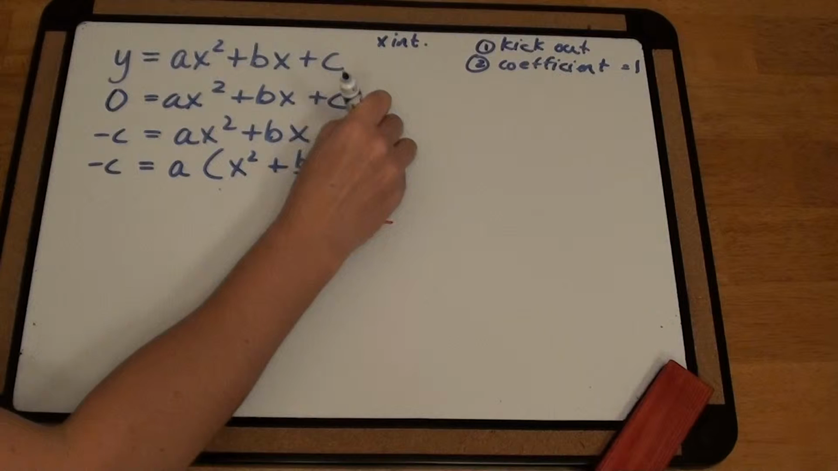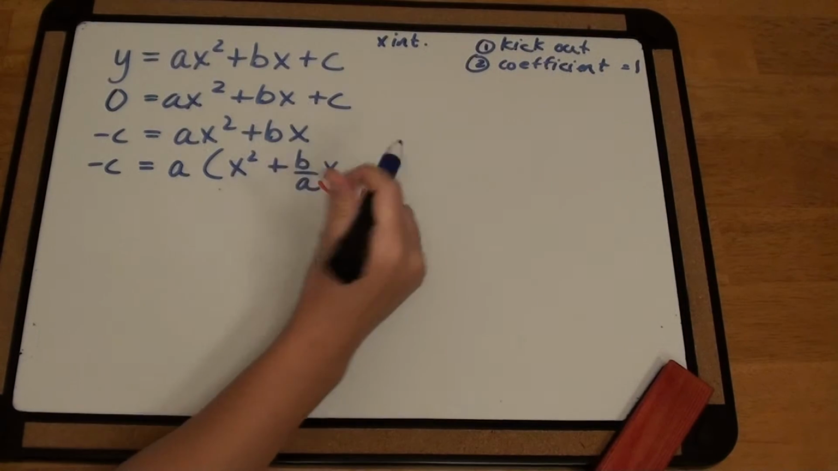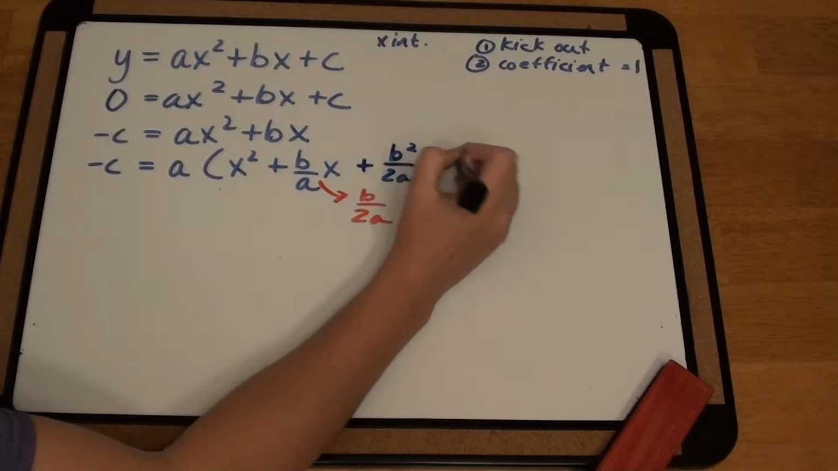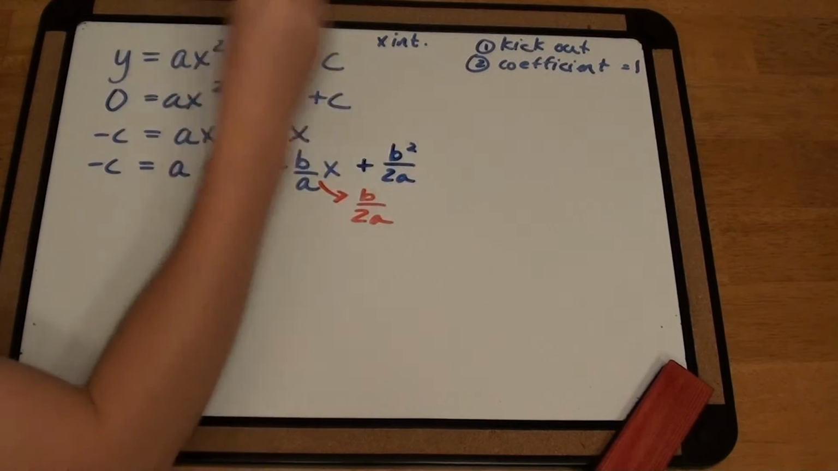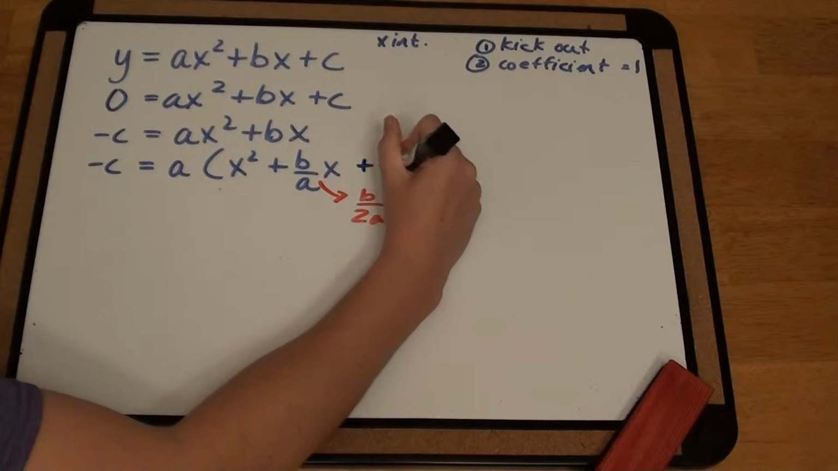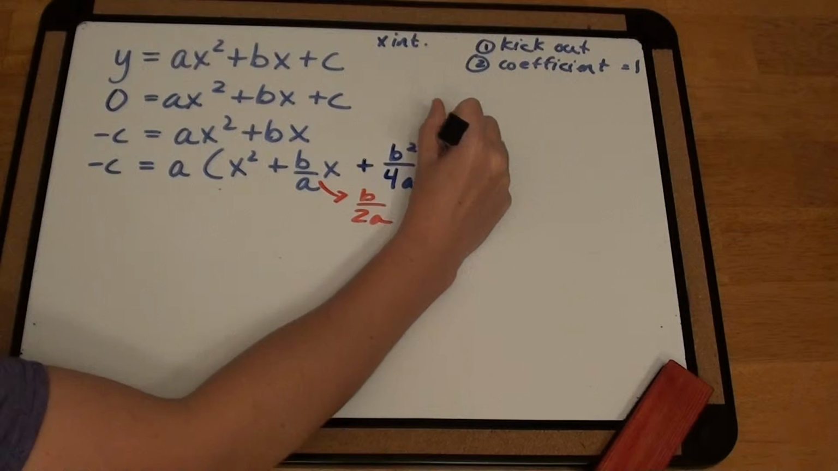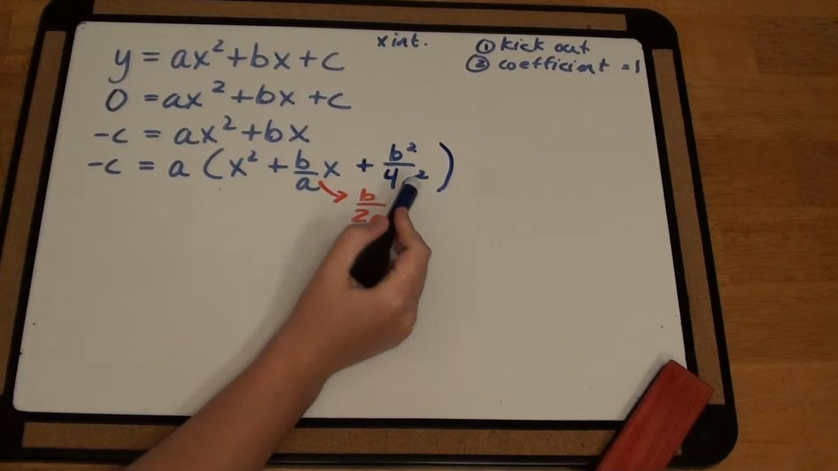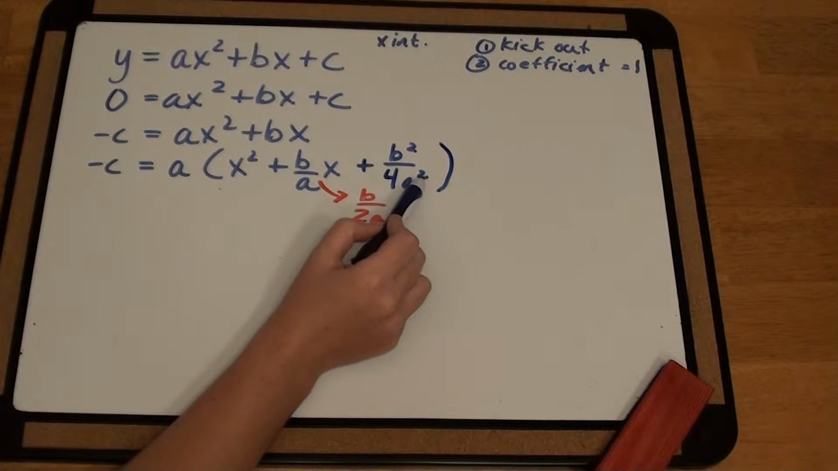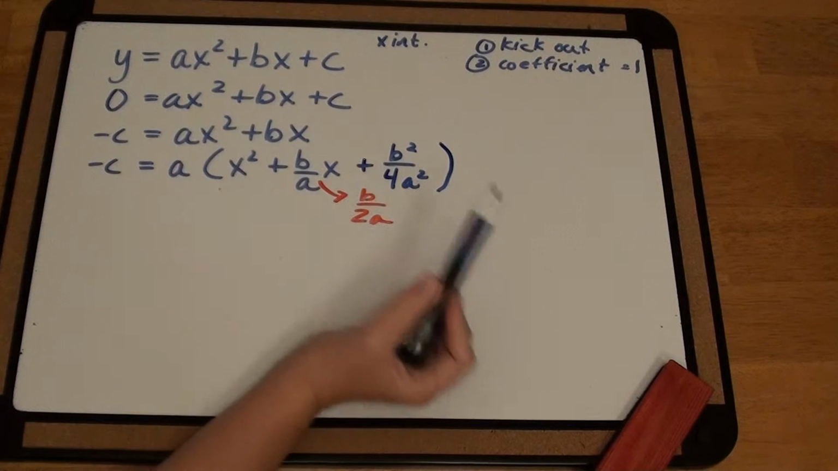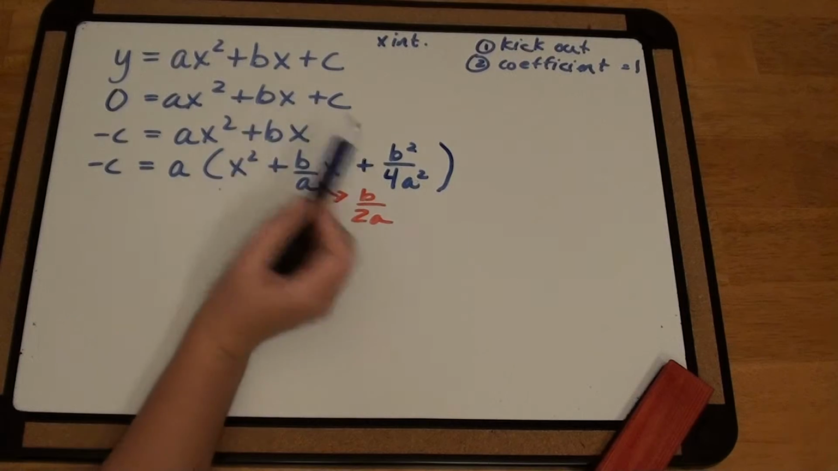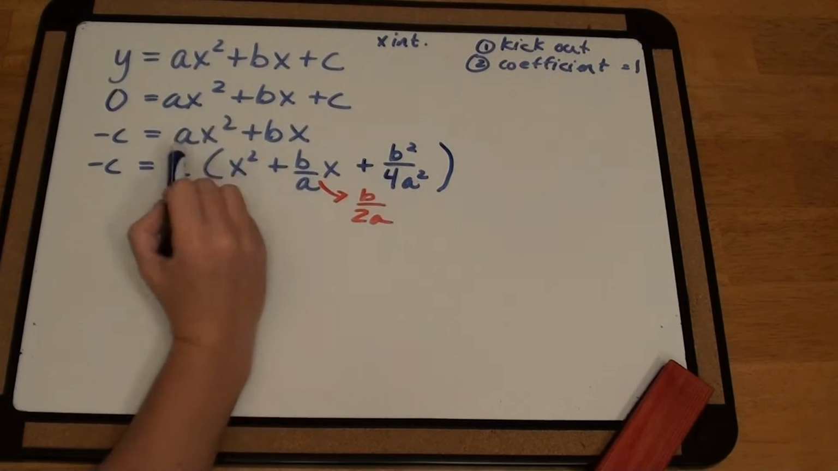And we need to square this. So that would be b squared over 4a squared. Now, how much do we add to this side? Well, we had b squared over 4a squared times a. That's how much we added. So we need to make sure that when we bring this over and add it to the other side to make the sides of the scale even, that we multiply this by a.